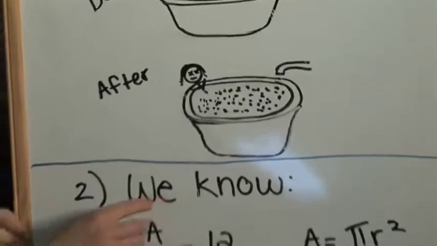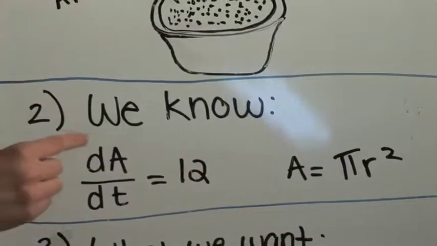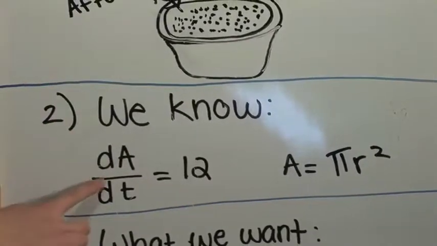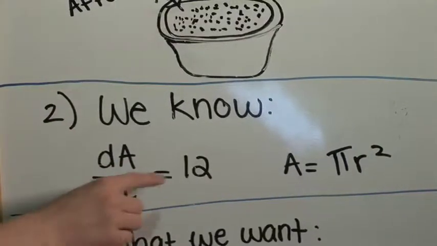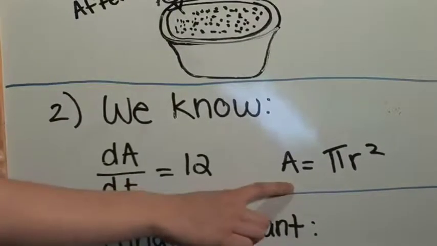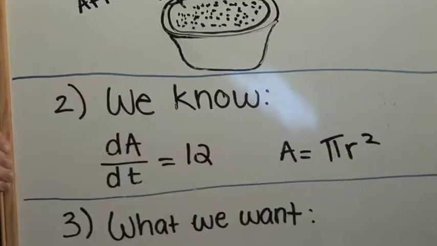Step 2, what we know. So we want to state what we know so we get all that cleared out. What we know is dA/dt, which is the rate at which the area is changing with respect to time, equals 12. And from past geometry classes, we know that area equals pi radius squared, pi r squared.